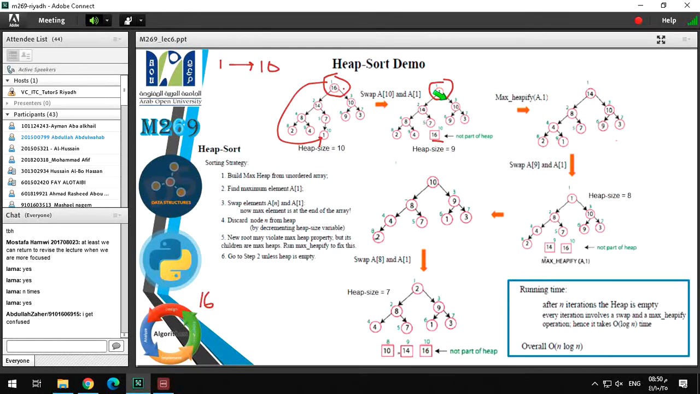So now we have 9 elements. See, heap size started with 10, now it's 9. Why? Because we take out 1 node from the tree. Now we have to max-heapify, because 1 is smaller than 14 and 10. So do the max-heapify, you will reach this point.